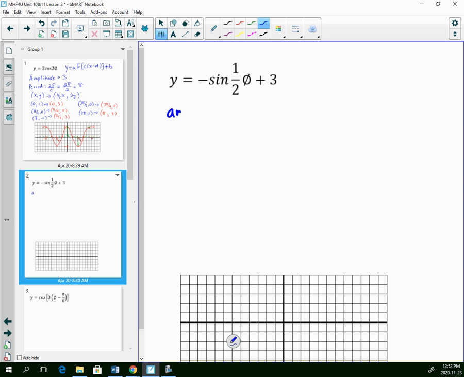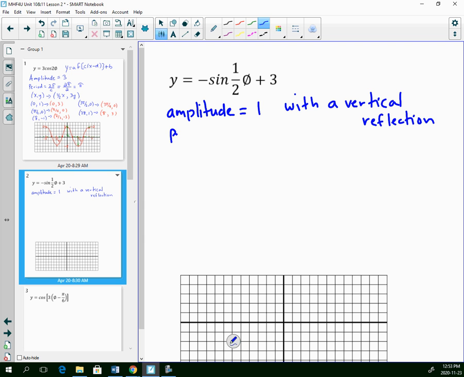The amplitude, there is no number in front of sine, but there is a negative sign. So the leading coefficient is -1, but remember that the amplitude is always a positive value. It cannot be negative because it is a distance. So the amplitude is 1, and then there is a vertical reflection. So that's what the negative is. Just make sure that you don't put amplitude as -1 because the amplitude can never be negative.